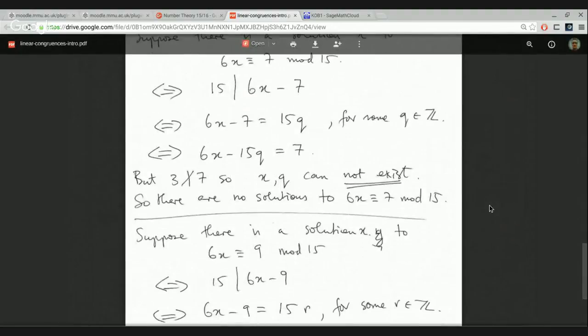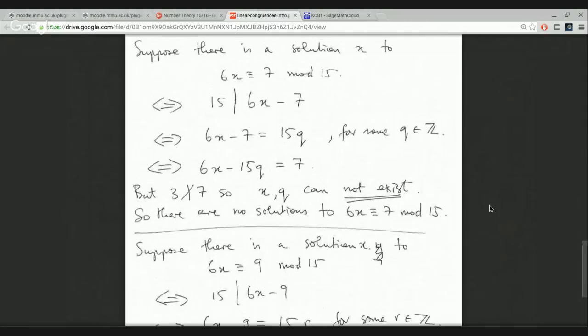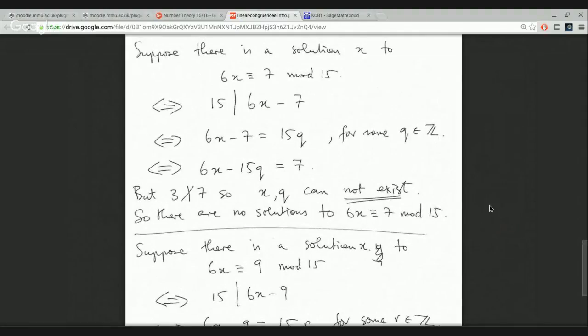There's two here. See if I can fit them both on the page. So we looked at two. We looked at 6x congruent to 7 modulo 15. So 6 is not co-prime to 15. We've got a greatest common divisor of 3. You cannot divide across by 6 here. There is no 6 inverse here to divide across by, or to multiply across by.